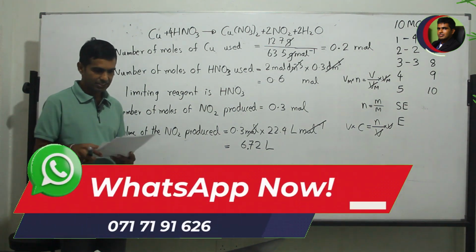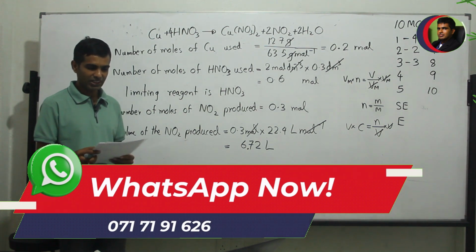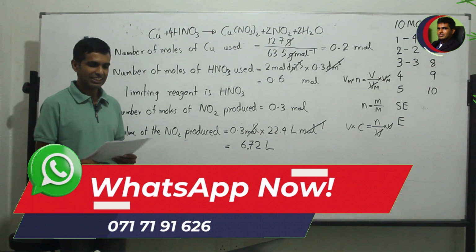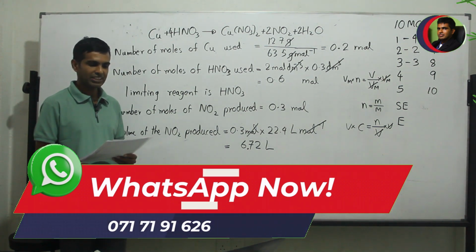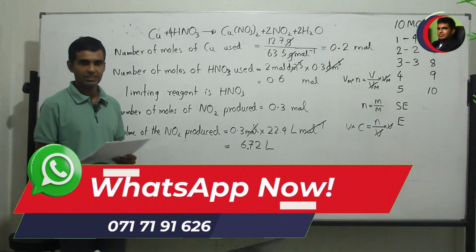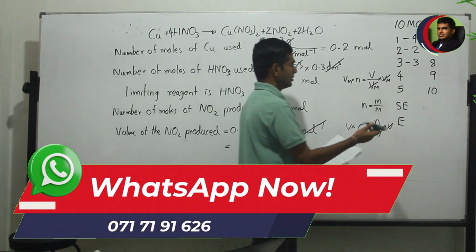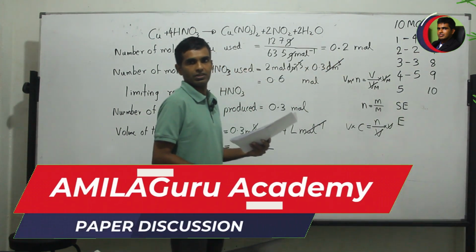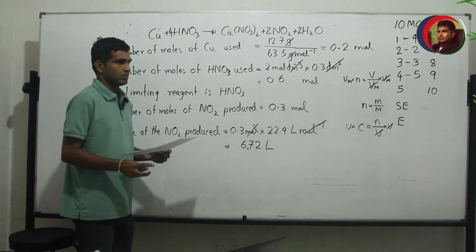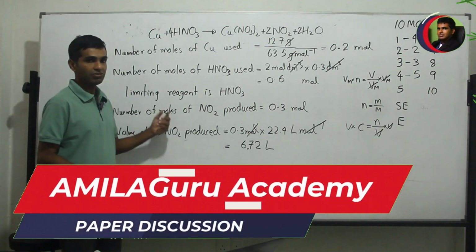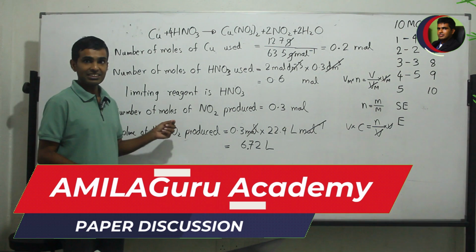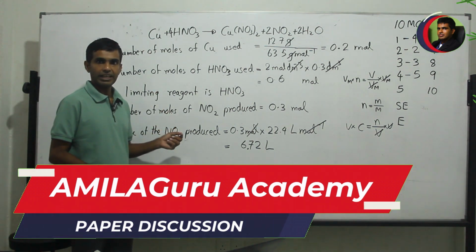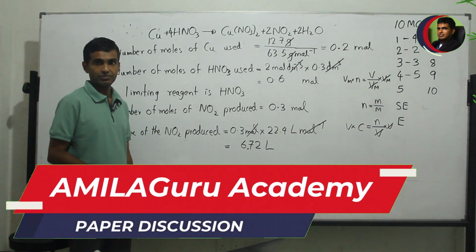So it is clear that the fifth answer is the correct one. It stated that the limiting reagent is nitric acid and produced volume of the nitrogen dioxide is 6.72 liters. The correct answer is the fifth one. Please check your rough sheet and identify where the error is and correct those errors.